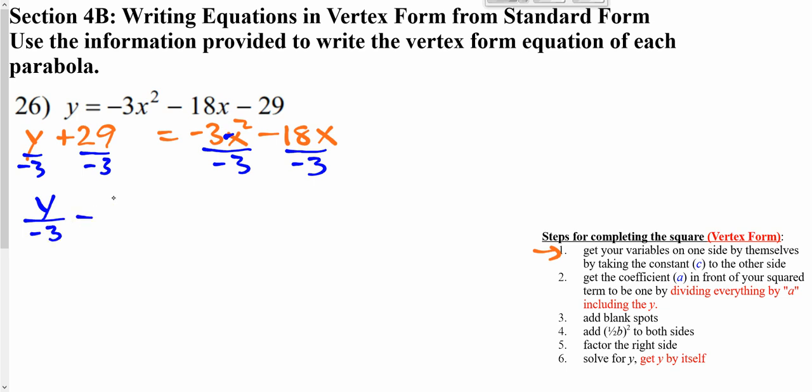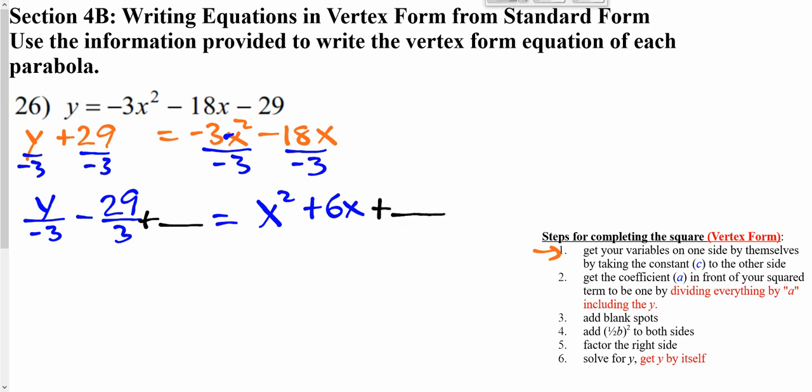Now, this 29 over 3 doesn't work out to be a nice, neat number. So I'm going to just write it. And by the way, a positive over a negative is a negative. So that's why it's just minus 29 over 3 equals a positive x squared. Negative 18 over a negative 3 is positive 6x. So then I'm going to go ahead and add my blank spots, because that's the third step.